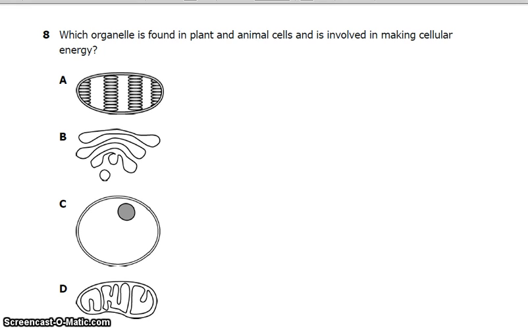Question 8. Which organelle is found in plant and animal cells and is involved in making cellular energy?